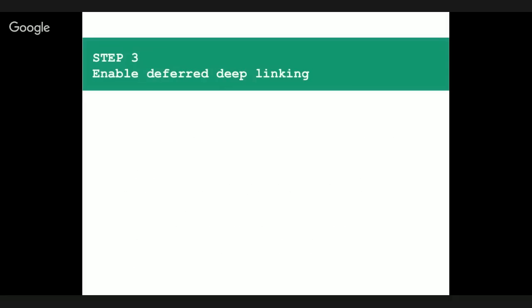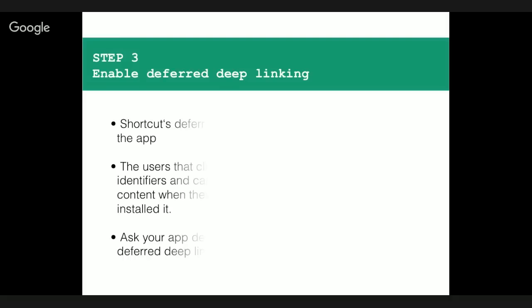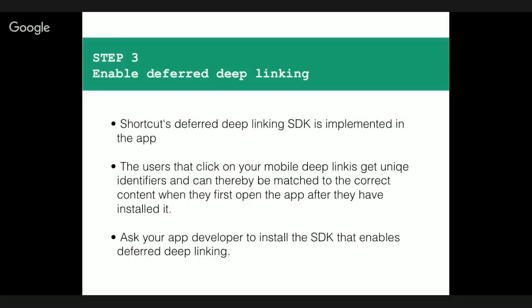In the third step, we enable deferred deep linking. For deferred deep linking, Shortcut has an SDK. Our SDK is very simple to implement for your app, but there are also other alternatives that you can use as well. What the SDK does is earmark your customer or user so that the right destination can be matched to this specific user when they open the app for the first time.